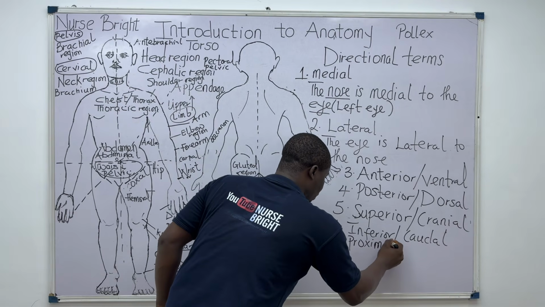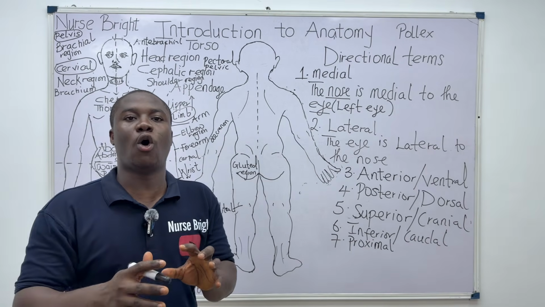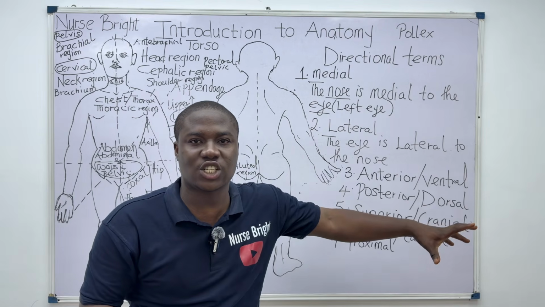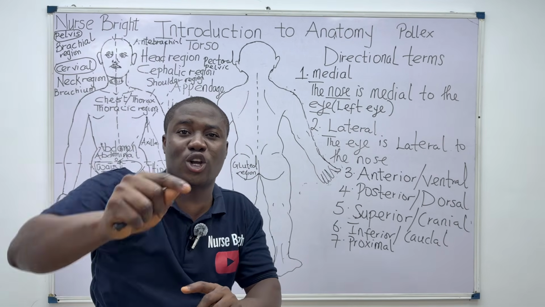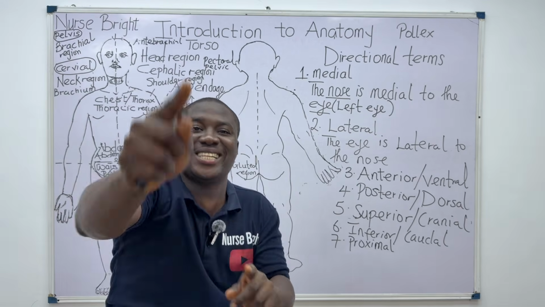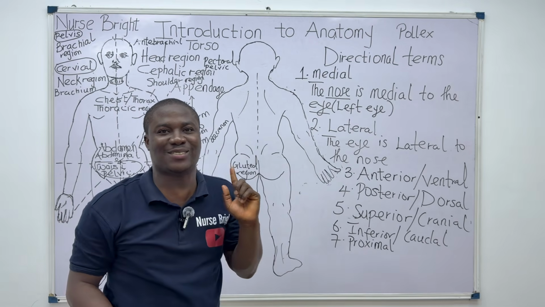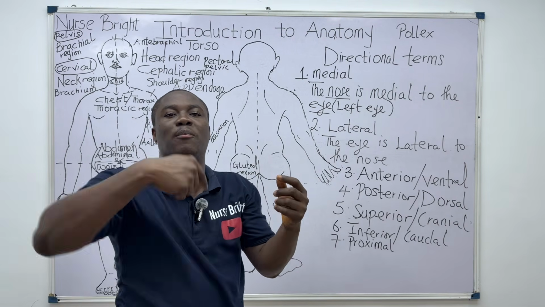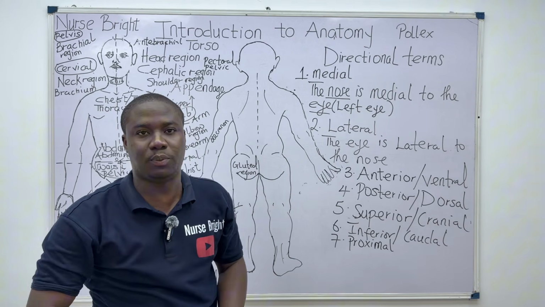Now pay attention. A structure is said to be proximal to another structure if that structure is closer to a point of attachment. Or we simply say nearer to a point of attachment. Now listen properly.